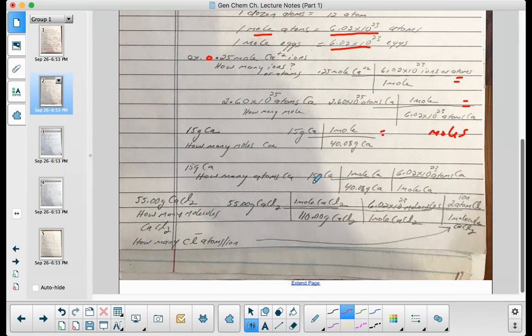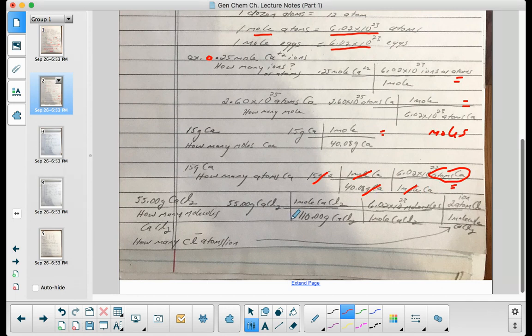Because remember how we do dimensional analysis, the gram above the dividing line cancels the gram below. The mole above the dividing line cancels the mole below. And what do I have left? What's my only unit that I have left? It's atoms of calcium. So I'm going to take 15, divide by 40.08, and then I'm going to multiply by the 6.02 times 10 to the 23rd, and I would get my answer for atoms of calcium.